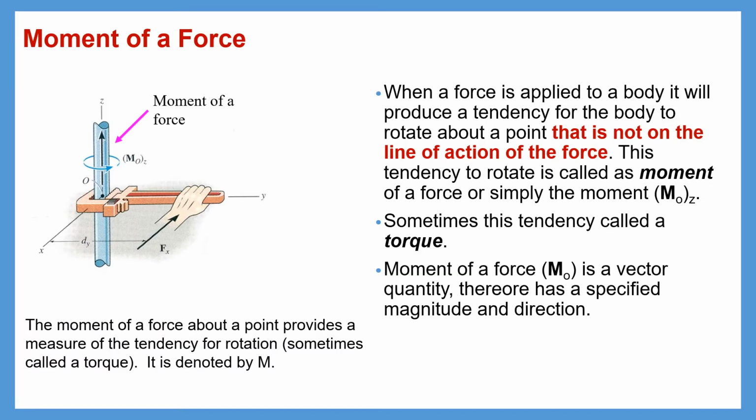When a force is applied to a body, it will produce a tendency for that body to rotate about a point, let's say O here, that is not on the line of action of the force F. This tendency to rotate is called the moment of a force, or simply the moment, and it is denoted by capital M. Sometimes the moment is also called torque. So torque and moment can be used interchangeably.